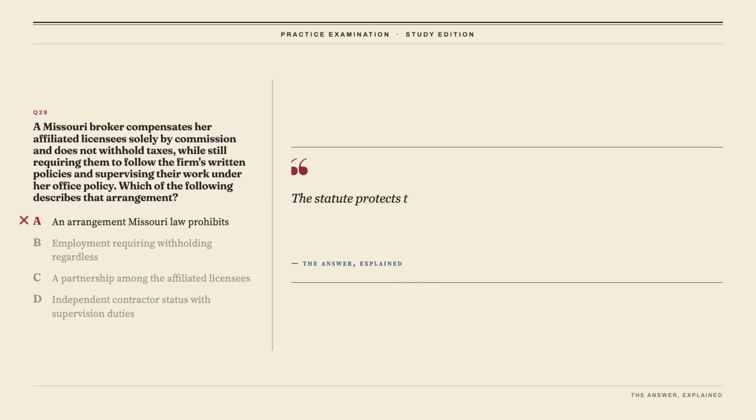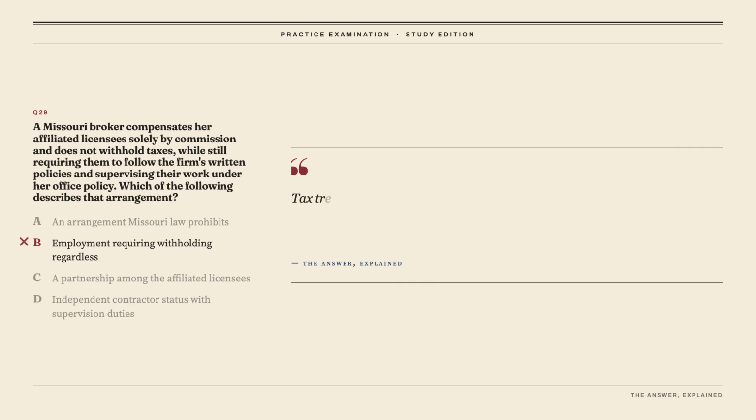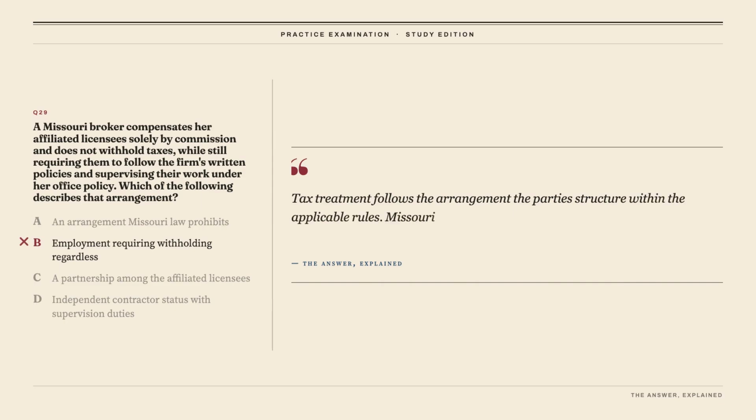A is wrong because the statute protects this arrangement rather than forbidding it. Independent contractor status is the norm across the industry and is expressly recognized here. B is wrong because tax treatment follows the arrangement the parties structure within the applicable rules. Missouri does not convert every affiliated licensee into an employee for withholding purposes.